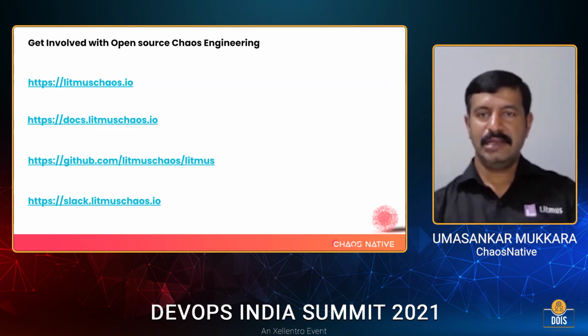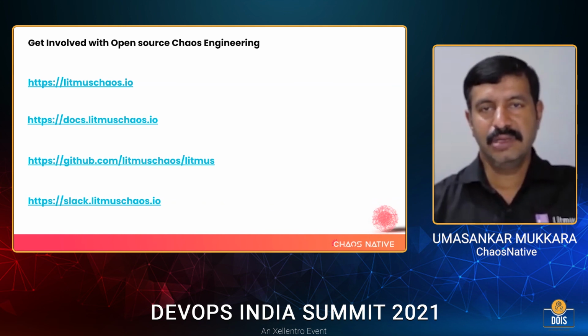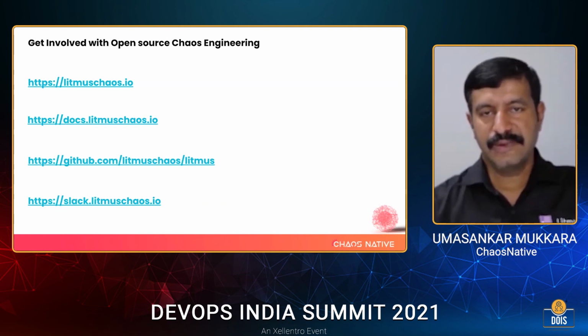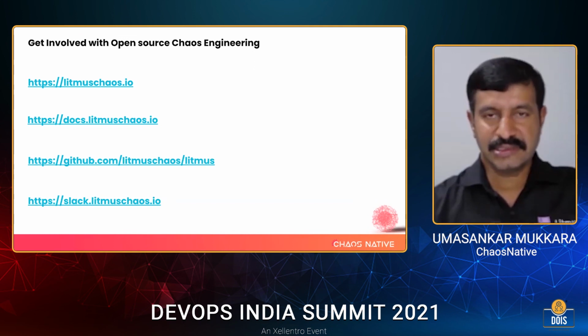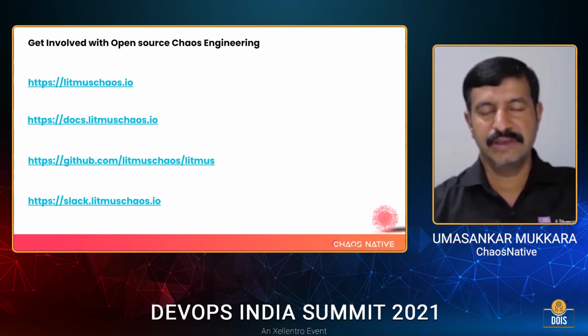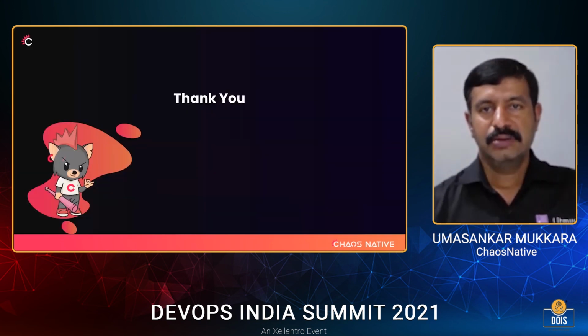So with that, I would like to conclude this session by saying that you should adopt chaos engineering as a way to increase reliability in a structured approach in your DevOps if you are moving to cloud native. So with that, I will conclude this session.